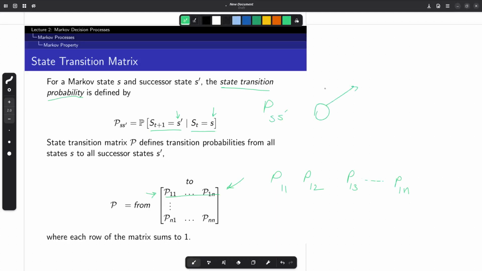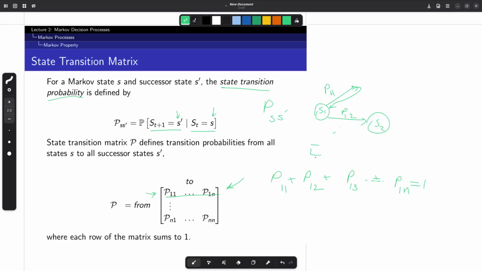So the first one, P11, is the probability of going from state 1 again back to state 1. The second one, P12, is the probability of going from state 1 to state 2, and so on and so forth. Because all of these are probabilities, the values in each row should sum to 1. So P11 plus P12, if you add all of these together, it should sum up to 1.